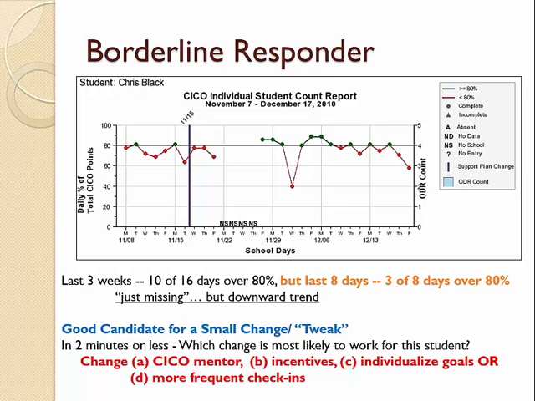And so do you think changing a mentor would be good for Chris Black? Changing up the incentives? Maybe he needs more individualized goals or more frequent check-ins. And so the team would use their professional judgment to figure out which of these tweaks, or maybe a couple of these tweaks, would best serve Chris Black and hopefully get him over the hump with his success.